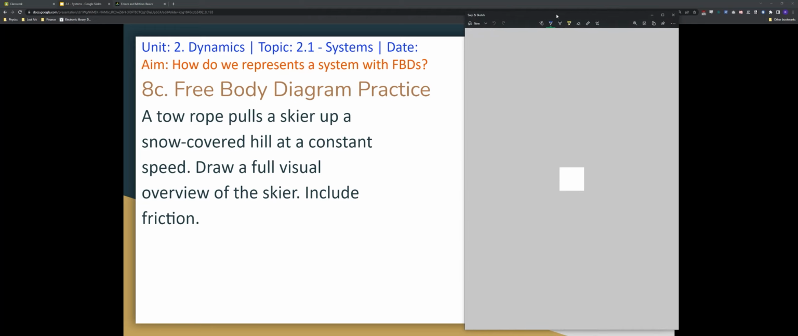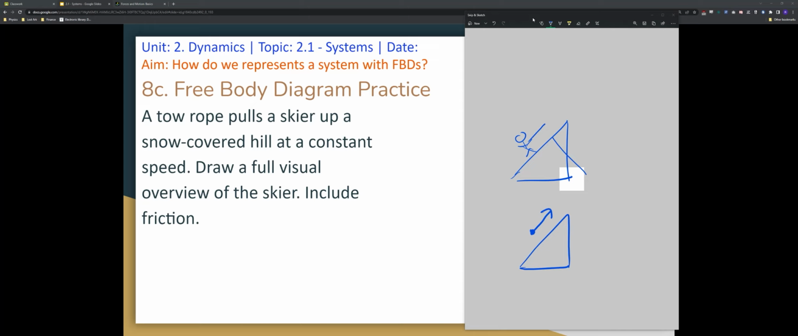So here, 8C, a tow rope pulls a skier up a snow-covered hill at a constant speed, and we draw a full visual overview of the skier and include friction. So again, the skier is being pulled up the hill. Let's draw another person because my app is bugging out. So this is the person.